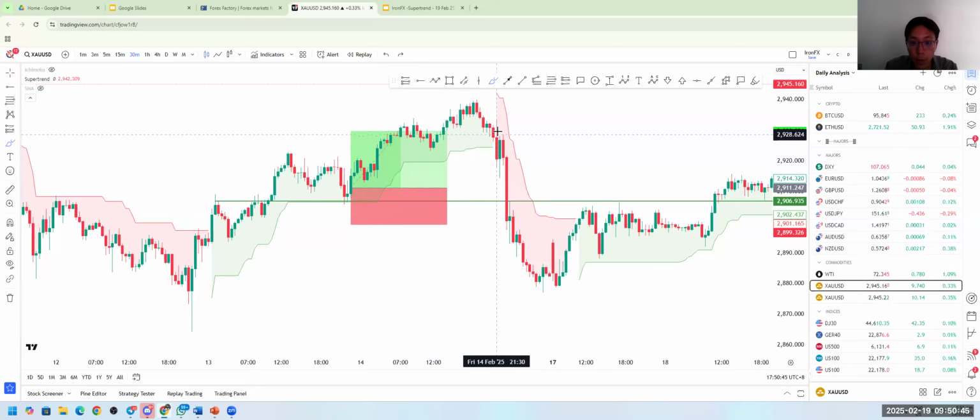But you see, once price touches this lower band, there's a chance where it might either bounce up or go down. There's a danger. In this case, it broke below this low.